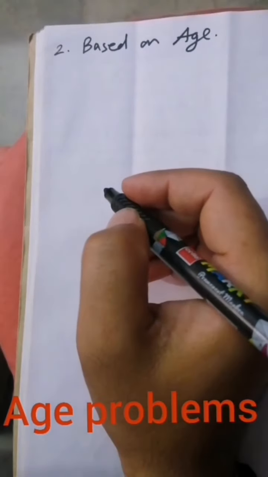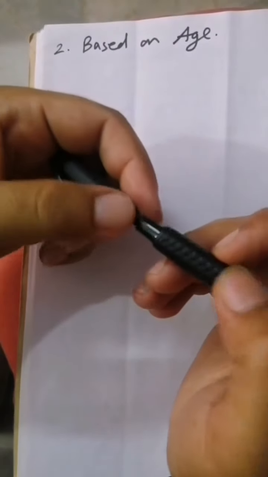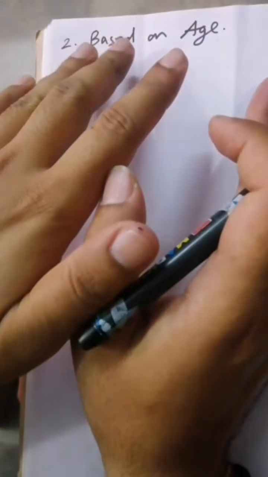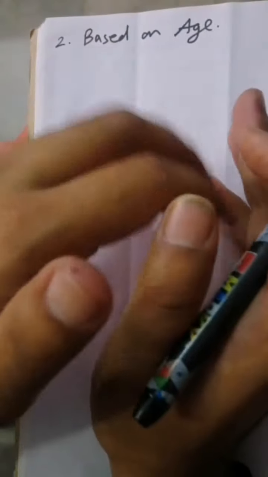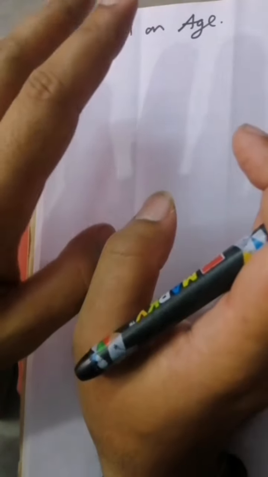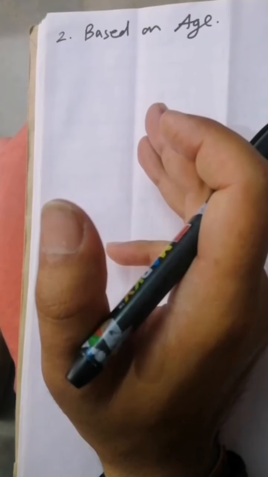Now second, it is based on age. Here, firstly, the age of the father or the son will be given, and it may be given as 5 years ago or 2 years later. So here you have to recognize the condition, and after that you will form the equations. We are solving this by taking an example.